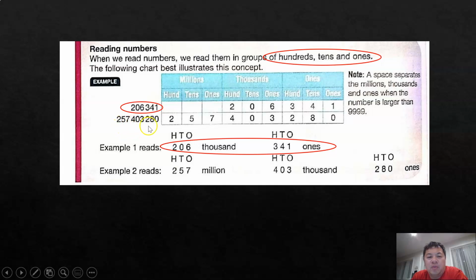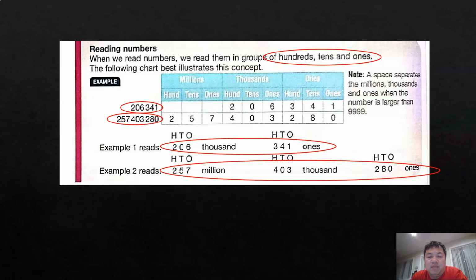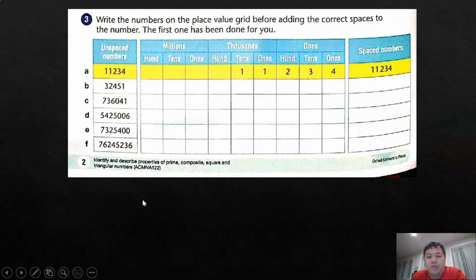And what about the next one? Oh, a bigger number. It's 257,403,280. Yep, that's right. That's how you read it. Some of us may be using such numbers in the future. Maybe you are a banker, you are an investor, whereby you're buying properties in terms of hundreds of millions. Okay, so we need to know this concept well.